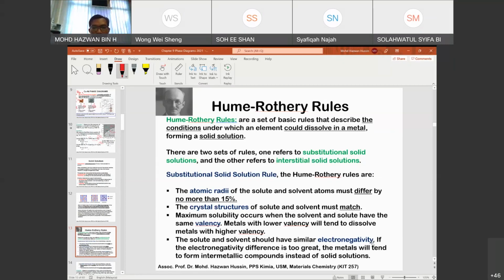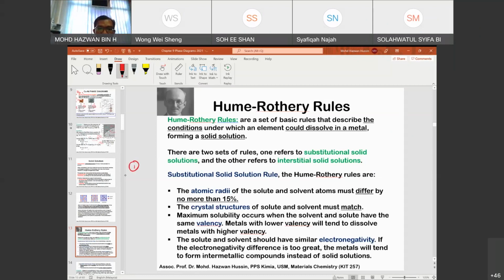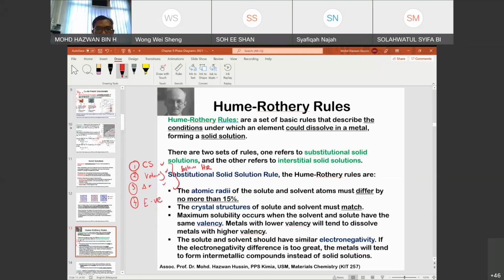But remember, as I told you earlier, the priority for Hume Rothery rules, normally I will put the crystal structure first. Okay, second, valency. Third, maybe difference of atomic radius. And fourth, electronegativity. So if it follows the first, second rules, or even up to the third rule, then automatically we say that it follows Hume Rothery rules. Okay, all right.